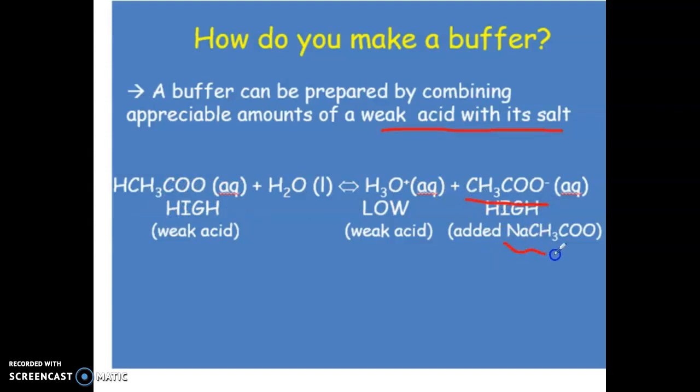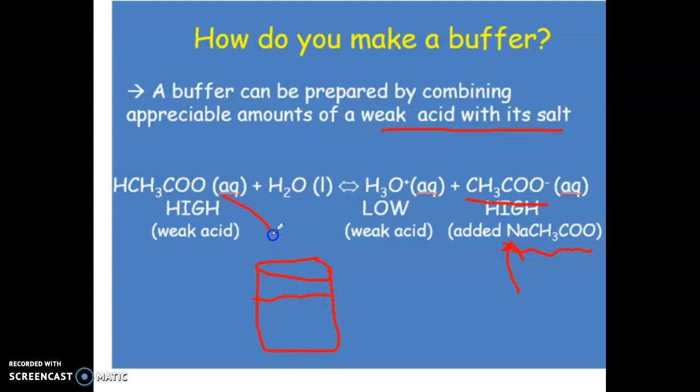Notice the salt that we're using here is sodium acetate. Now it doesn't have to be sodium, it could be potassium acetate or magnesium acetate, but you want to make sure you're using an ion that does not interfere. So essentially, let's say we had this in a beaker. Imagine there's a beaker and we have water in there.